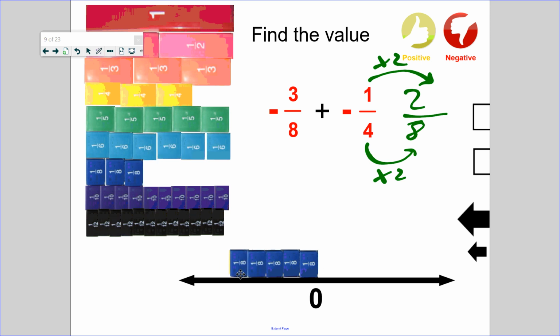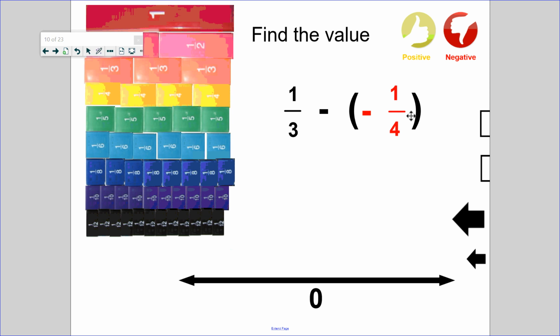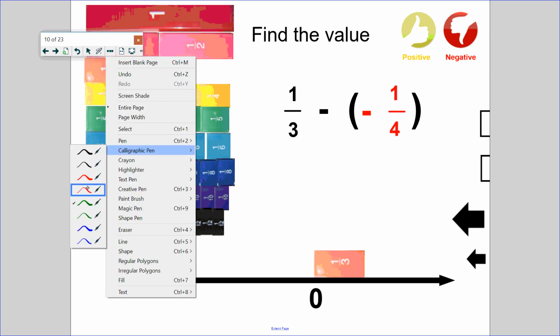So we are negative 5/8. Negative 3/8 plus negative 2/8 is negative 5/8. Next one, 1/3 minus negative 1/4. So do you remember integer operations?